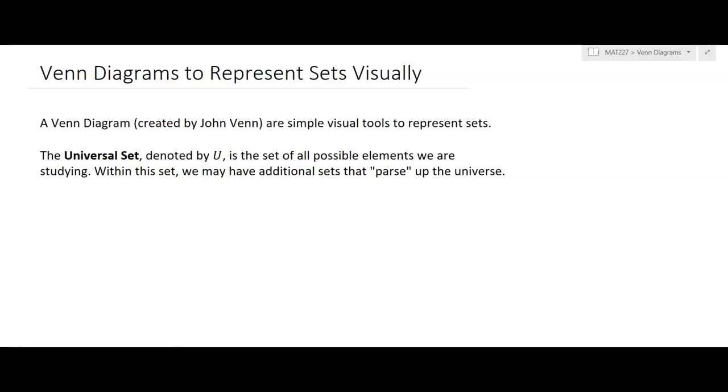It's really quite useful to be able to represent sets in some sort of visual fashion. We know how to write them in set roster and set builder notation, but how do we visualize a set? First and foremost, we want to think about a universal set. The capital letter U is reserved for the universal set, and we can think about this as the universe. It's the set of all possible elements we are studying.